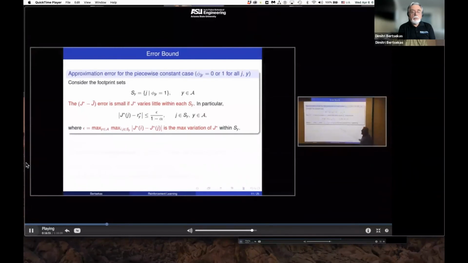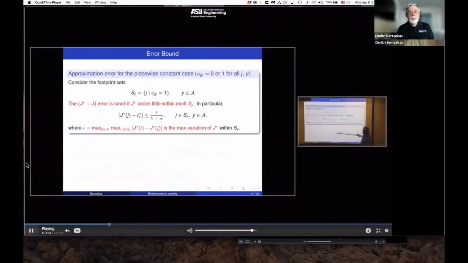The result basically says that the error between aggregate cost and optimal cost is small if J star varies little within each footprint. In other words, you get an approximation that's piecewise constant like that. If J star itself also varies very little within these footprint sets, then the approximation to the optimal cost is small.